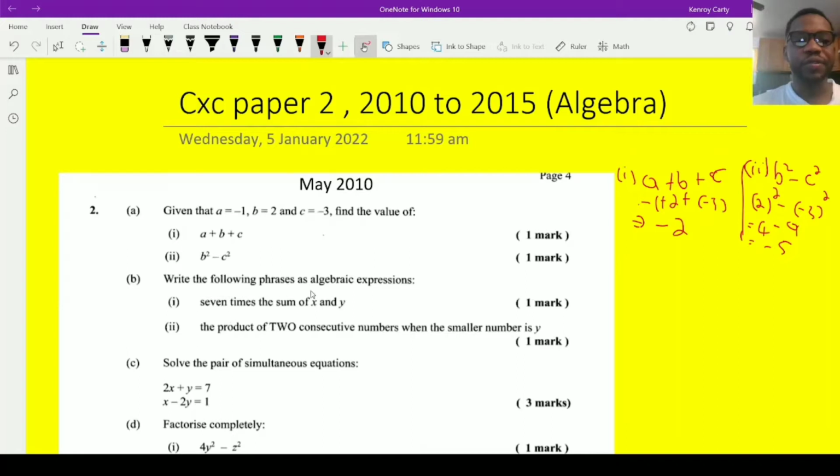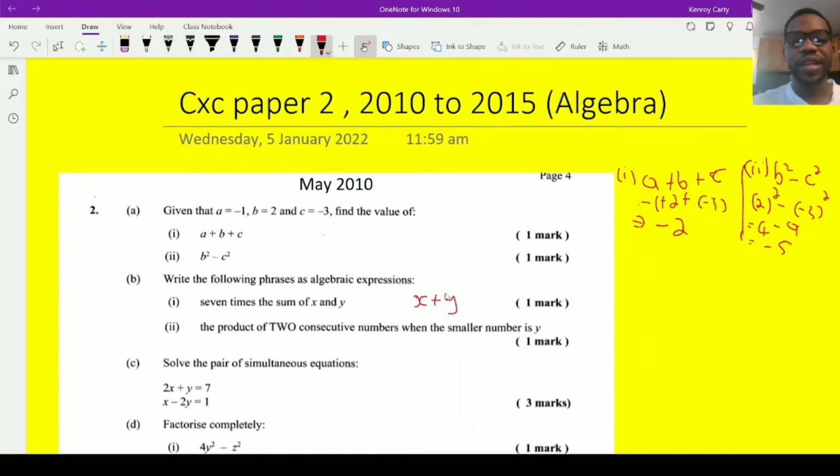It says write the following phrases as algebraic expression. Alright, so 7 times the sum of x and y. Now listen carefully to the question. 7 times the sum of x and y, which means you have to find the sum of x and y before you can multiply it by 7. So let me just do it right here. So the sum of x and y means that you're going to add them, x plus y.